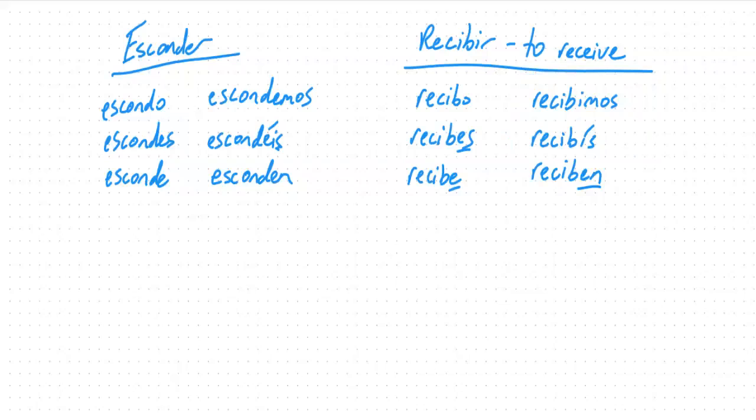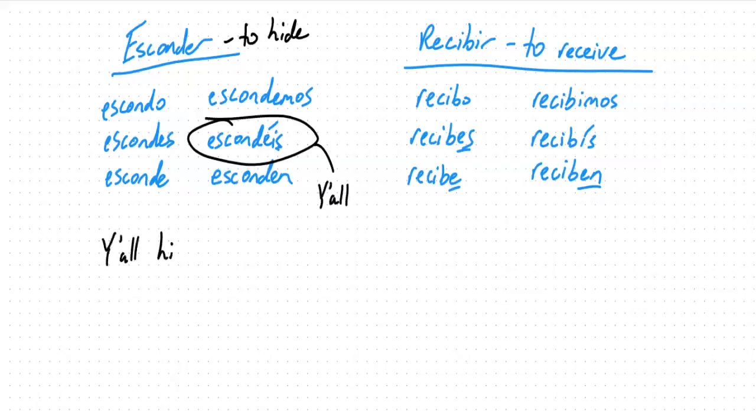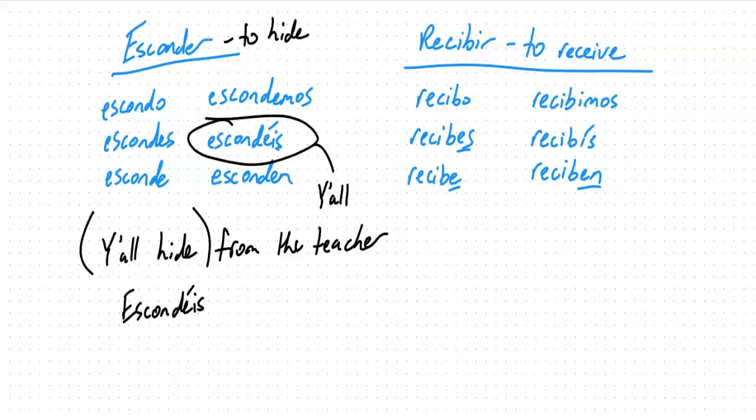Something else you should be able to do is be able to write a sentence. Pick any one of these and write a sentence with it. So let me say, I'm going to pick this one right away. All right? What does that mean? Well, first of all, we need to know what esconder means. It means to hide. And we know that this is used for the you all, informal, casual, y'all. So y'all hide from the teacher. Okay? So this right here is one word. Escondéis. Accent over the E. From becomes de. The teacher, el maestro.